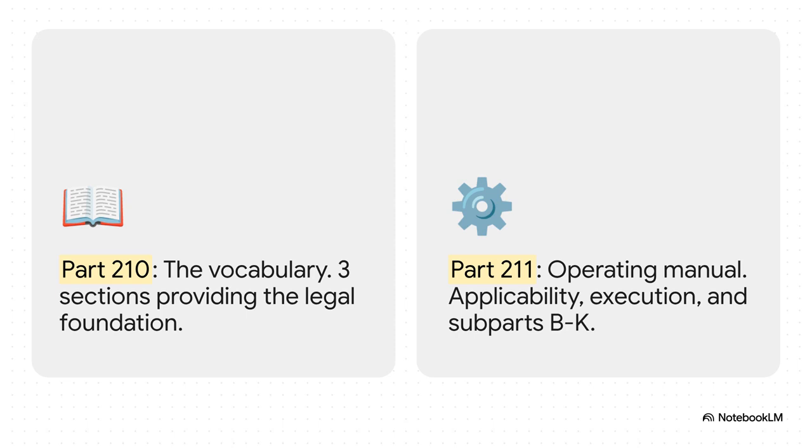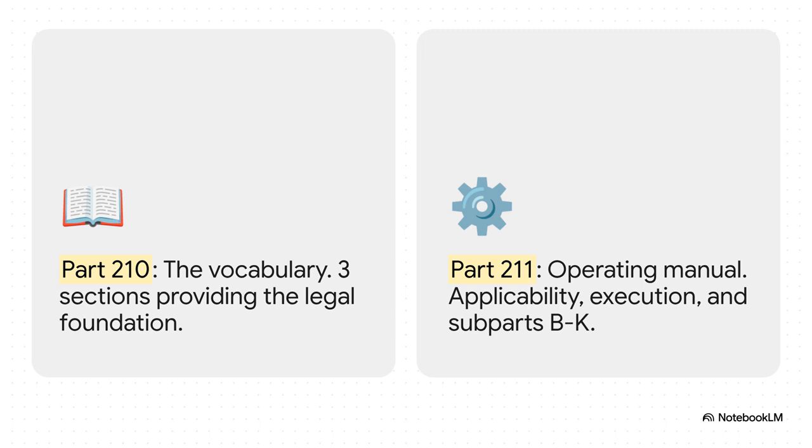Right, Section 1, the regulatory framework, covering Parts 210 and 211. To really grasp U.S. cGMP, you have to understand the vital relationship between Part 210 and Part 211. Think of it like a blueprint for a highly complex building. Part 210 is basically your vocabulary. It's incredibly brief. We're talking just 3 sections long, but it lays down the absolute legal foundation and your core definitions. Part 211, on the other hand, that's your operating manual.